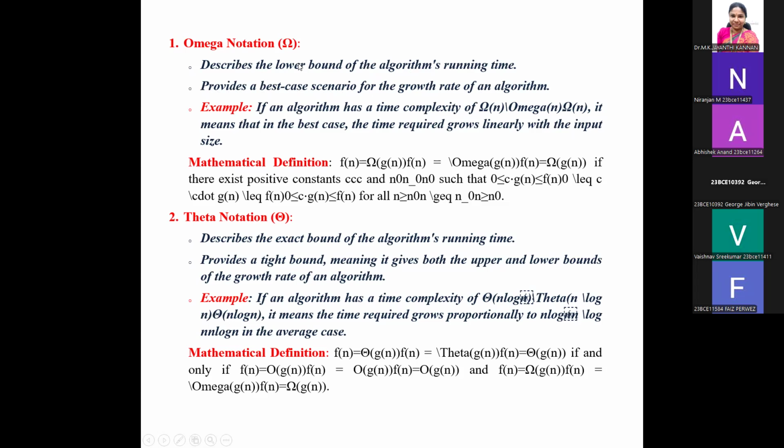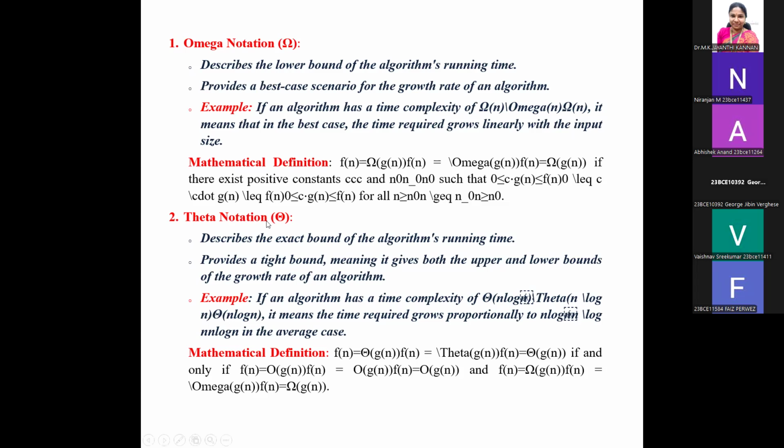Because we are taking the lower bound, the minimum time required to run the project, it is called the best case scenario. For example, if an algorithm has a time complexity of omega of n, it means that the best case time required grows linearly with the input size. So even when the input size increases, we are going to take the lowest value, the minimum time required to run the project, as the runtime of the algorithm. So it is called best case.